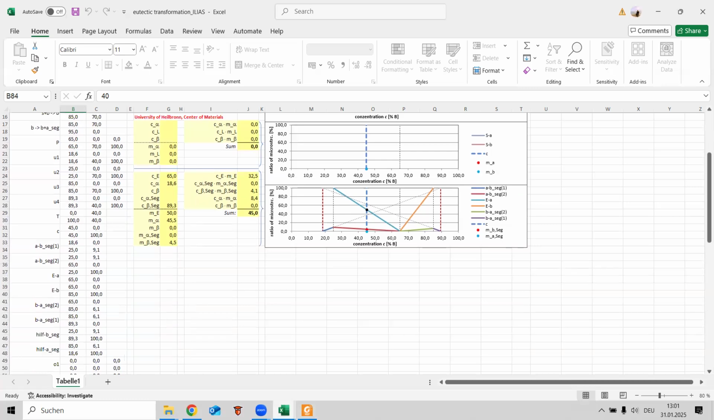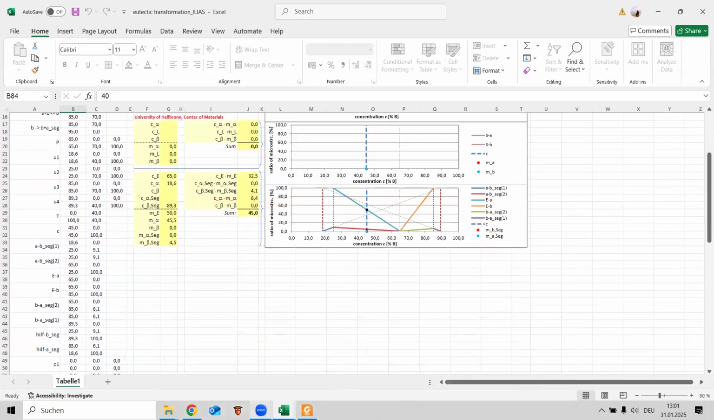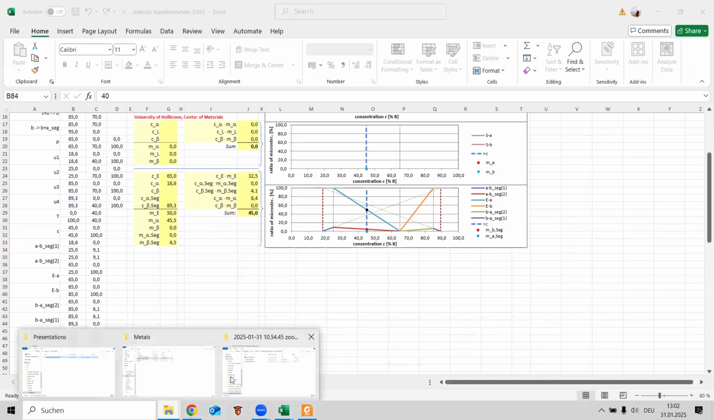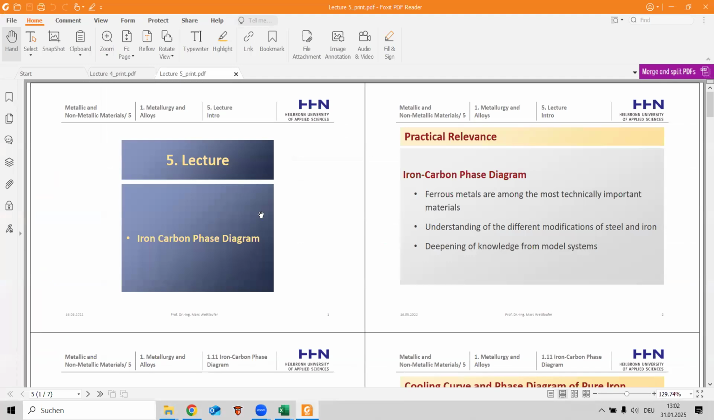And now we will go on with our first lecture. So, the iron carbon phase diagram. Ferrous metals are the most technically important materials.